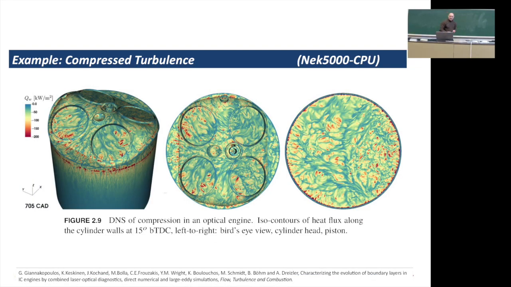So here's another calculation. This is done by the group at ETH Zurich. They're interested in combustion. They've also since lit this thing off. But this is compressed turbulence. So this is a low Mach number calculation.